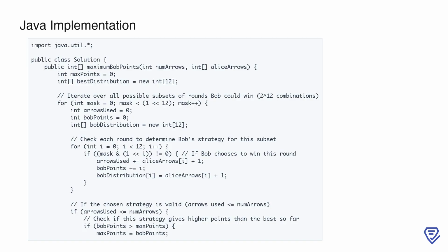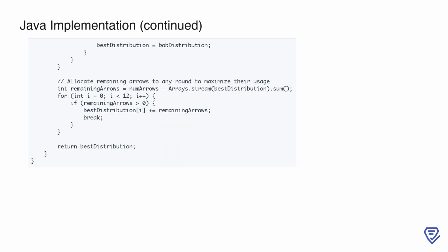Once we have determined the best strategy for Bob, we need to handle any remaining arrows that were not used. To ensure all arrows are allocated, we calculate the difference between the total arrows Bob is allowed to use and the sum of arrows in the current best distribution. These remaining arrows are then added to any round, which, for simplicity, we do by iterating through the rounds and adding the remaining arrows to the first available round. This ensures all arrows are utilized without violating the competition rules.